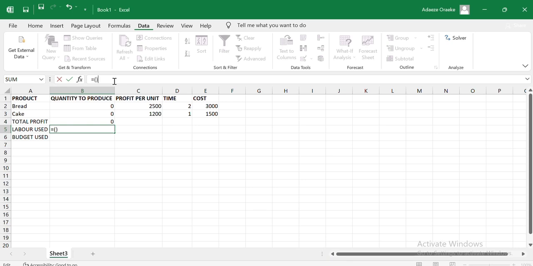What's the formula for labor? It is number times labor you use, number times time. I think time is labor in this case, equating it to labor, so times 2 for bread, and for cake times 1. The same thing goes for budget. Remember that our aim here is to maximize our profits.